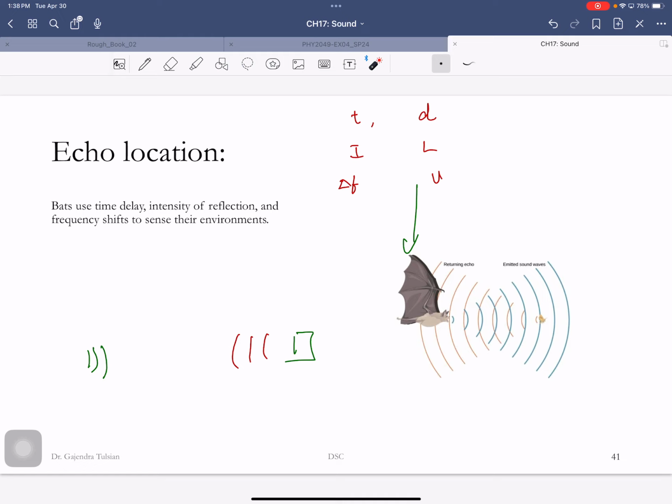It's not funny. This guy can fly through absolute darkness with all kinds of tree branches and stuff like that. It's, I don't know, 60 miles an hour or something like that. I mean, this is absolutely amazing.